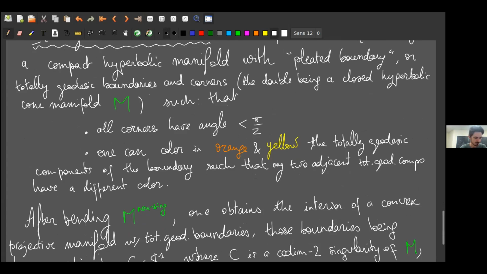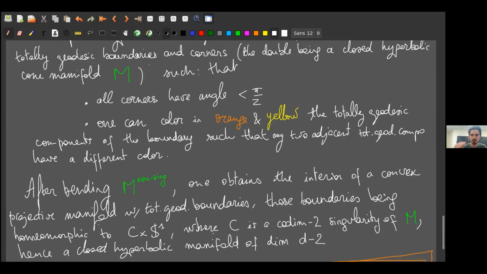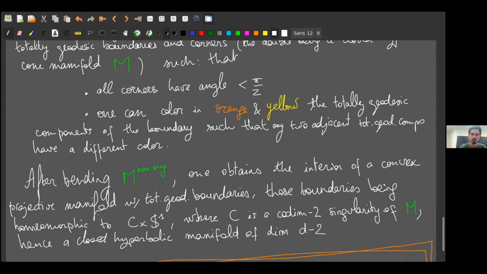And then, if we have such a manifold, we can bend along the totally geodesic parts, and the whole procedure above works and will give you a convex projective manifold with totally geodesic boundaries. Those boundaries are incompressible. They pi1-embed in the pi1 of the whole manifold, and actually they're also going to embed in the pi1 of the double. And those boundaries are homeomorphic to a product of a circle and a corner of the starting manifold, a singularity of M, which is hence a closed hyperbolic manifold of dimension d minus 2.